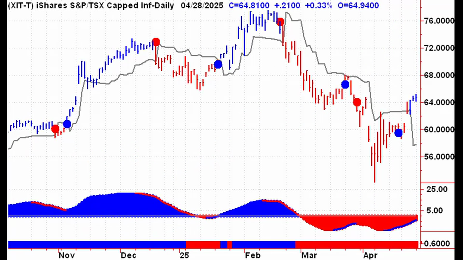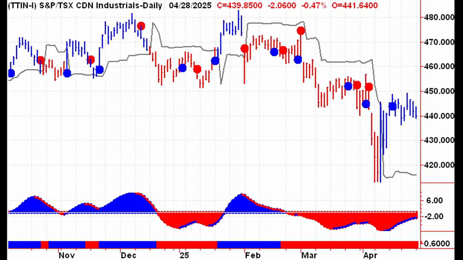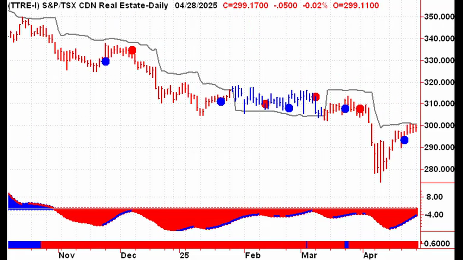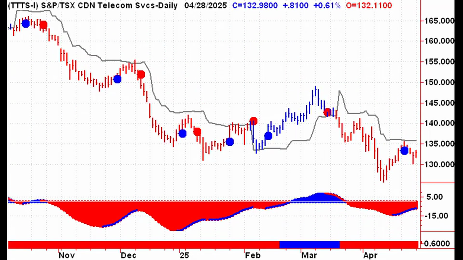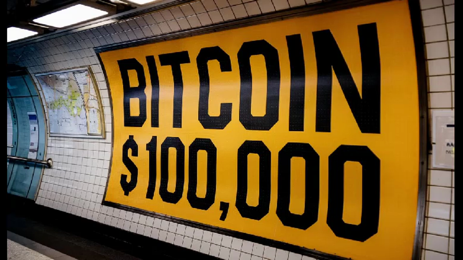Then looking at the Infotech, we're back on a buy signal here. Again, waiting for momentum to shift. That is also true for the industrials, for real estate, for telecom stocks, which are still on a sell signal here. We ran up to the tether line and pulled back, so no change in trend for Canadian telecom stocks.